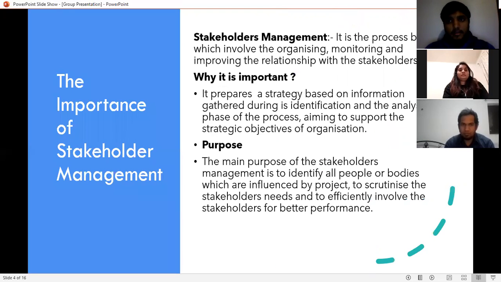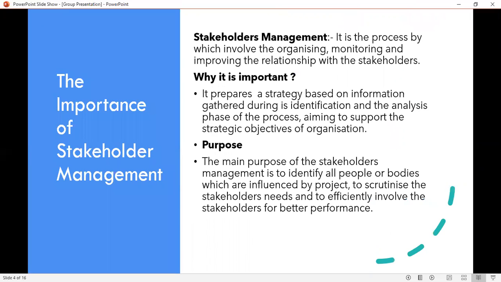Next slide. I am talking about stakeholder management. It is the process of organizing, monitoring and improving the relationship with the stakeholders. Why is it important? It prepares a strategy based on the information gathered during the identification and analysis phase of the process, aiming to support the strategic objectives of organizations.